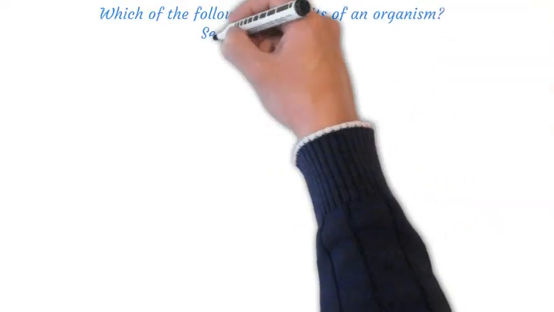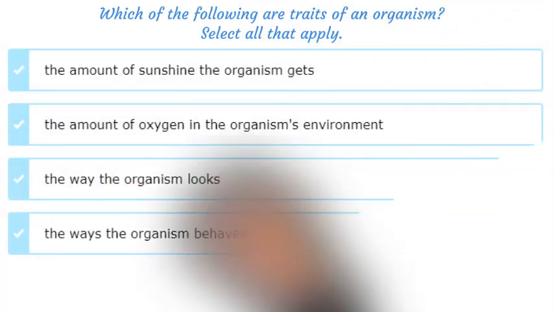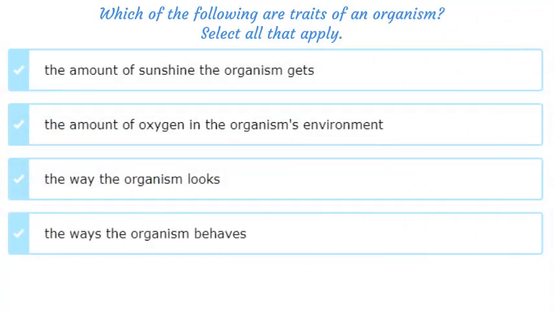Which of the following are traits of an organism? Select all that apply. Sunshine is part of an organism's environment, but it is not a trait. It is not a way the organism looks or behaves. Oxygen is part of an organism's environment, but it is not a trait. It is not a way the organism looks or behaves. An organism's body parts, size, shape, and color are all examples of traits. The ways an organism moves, eats, and escapes from predators are all examples of traits.